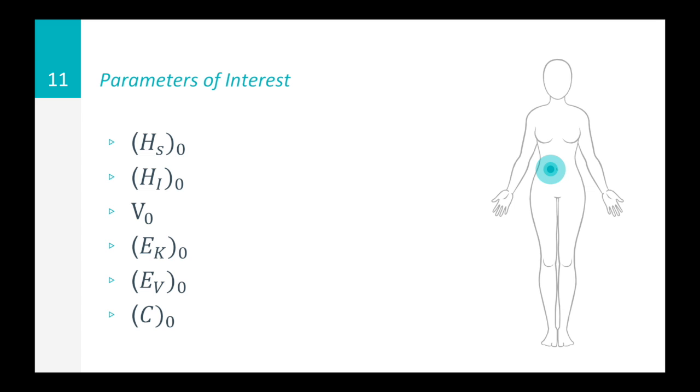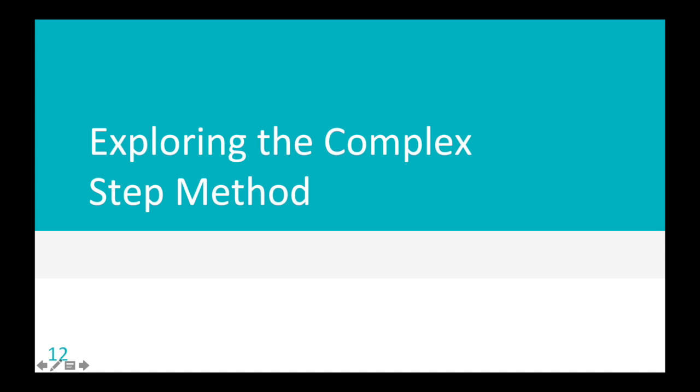The parameters of interest for this sensitivity analysis are the initial conditions on the states. We want to see how the model as a whole will be affected by altering the initial conditions of the previously mentioned quantities. The complex step method is a novel research method developed by my research advisor, which calls for using complex numbers, which have both real and imaginary components.